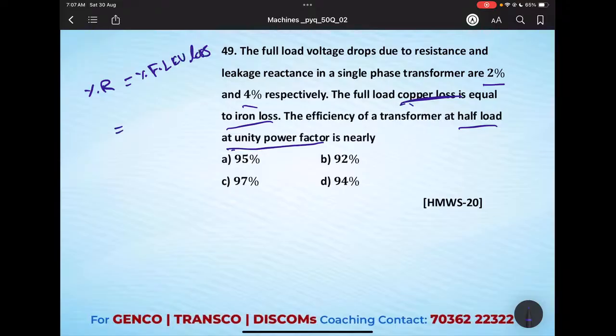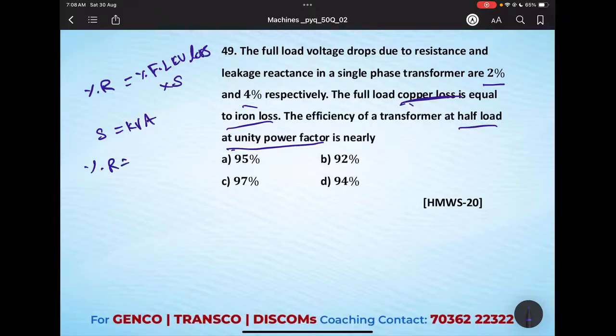How can we represent percentage R? Percentage R is nothing but the percentage full load copper losses in terms of kVA. That means we can write it as a percentage of kVA, so the percentage of full load copper loss is a factor of S. Let's take S equal to the kVA of our transformer. Then how will it be?